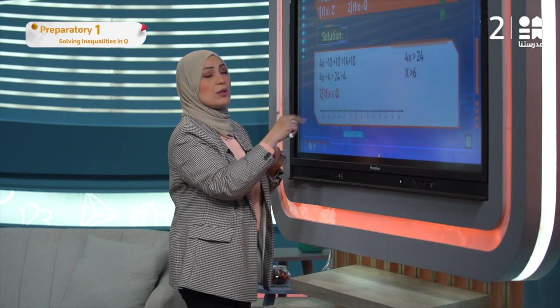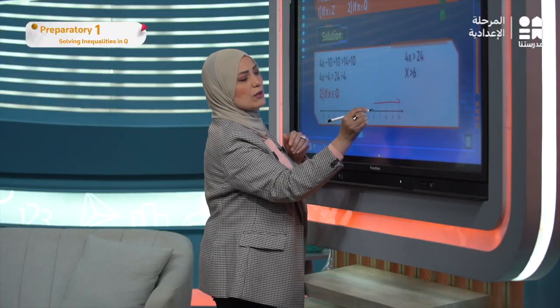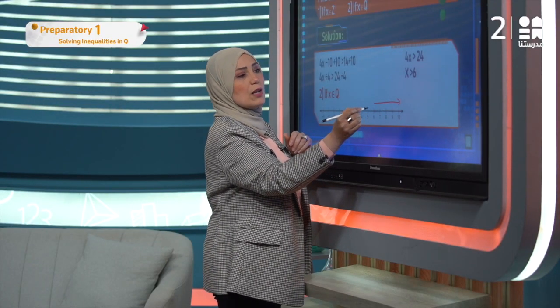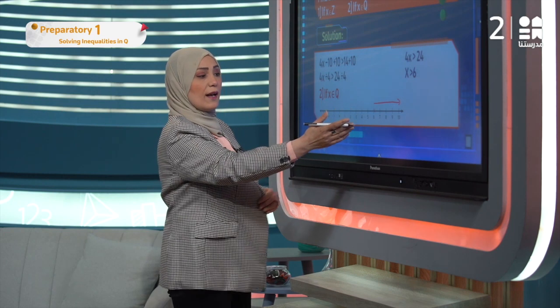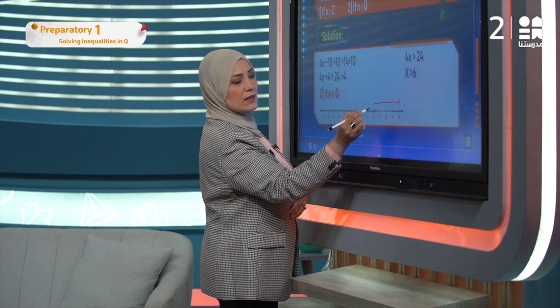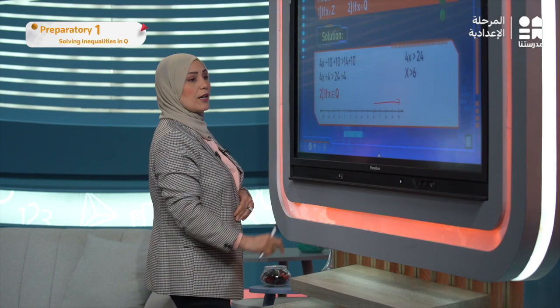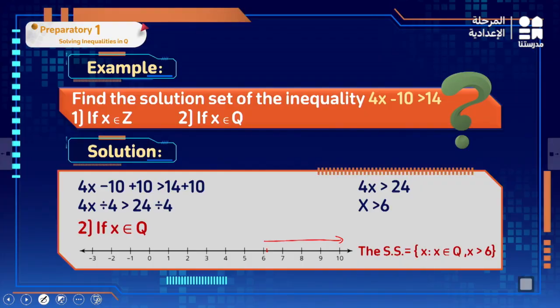What about if x belongs to Q? Belongs to Q means I'm going to take any number that is greater than 6. So I can start from here. This 6 is not with us as a solution. I'm going to write, for example, 6.1, 6.5, 7.9, and so on. So I keep this 6 out and take any numbers after the 6. I can write it as x such that x belongs to Q and x is greater than 6.